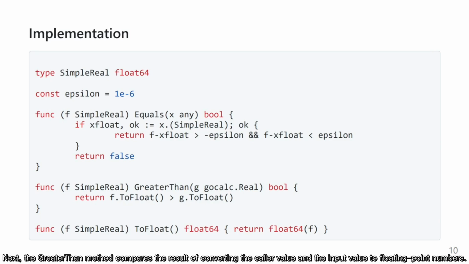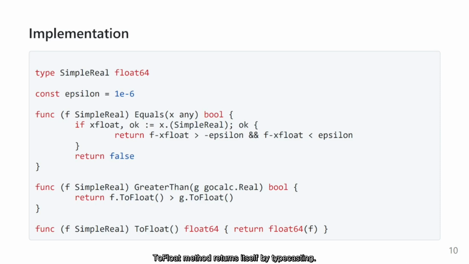Next, the greater than method compares the result of converting the caller value and the input value to floating point numbers. The ToFloat method returns itself by typecasting. This is possible because the content of simple real is already of type float64.